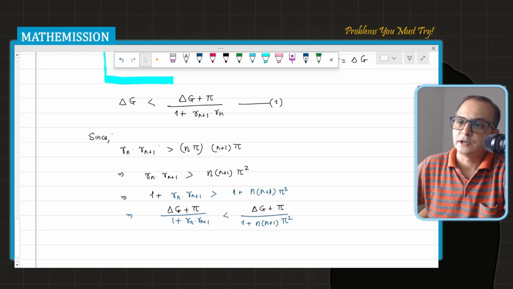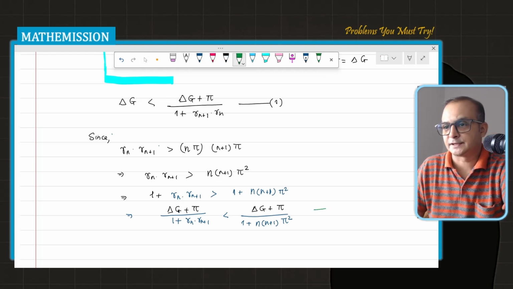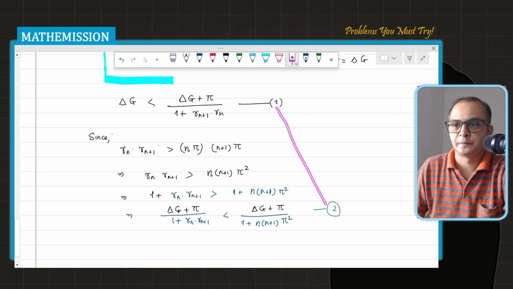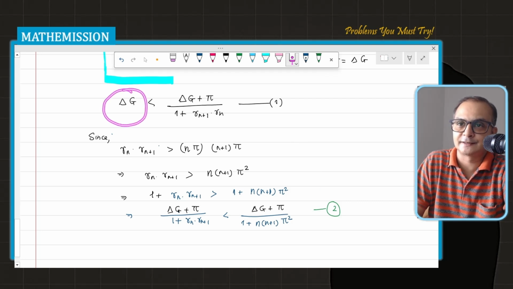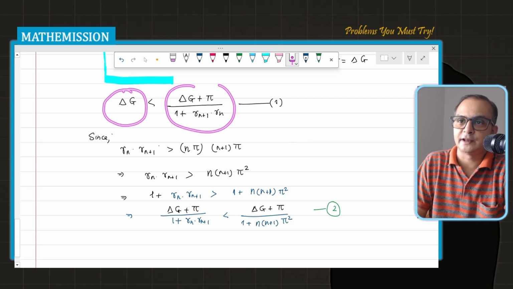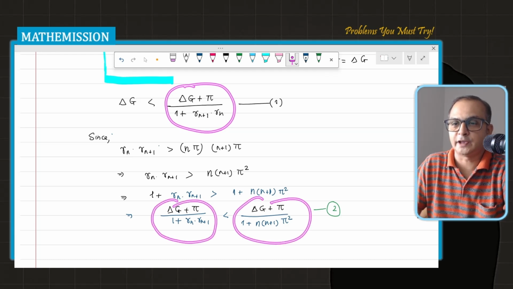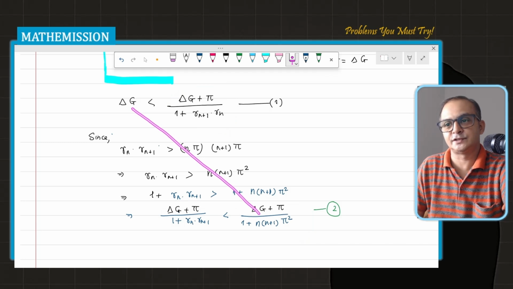Alright, now you observe this: the second inequality is here, the first inequality is here. So from the first and second, what we observe is like x is less than y and y is less than z. So can we not say that x is less than z?